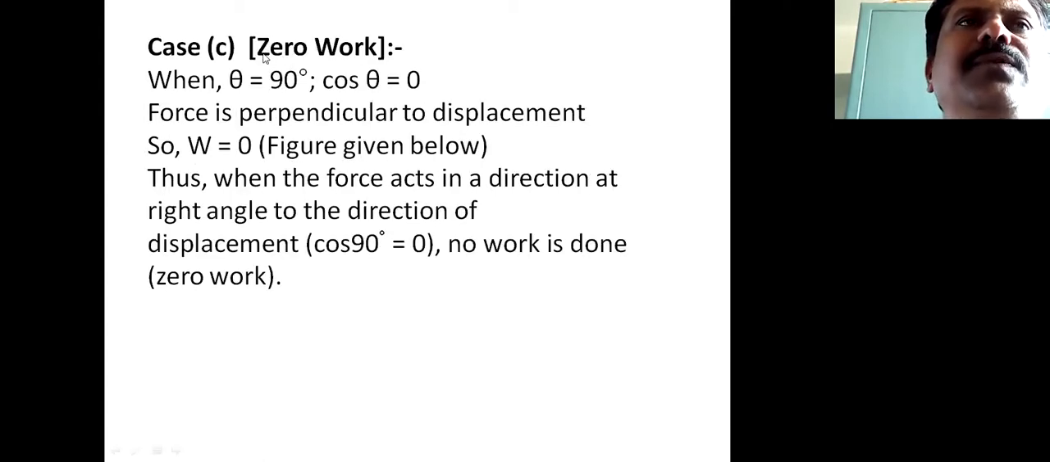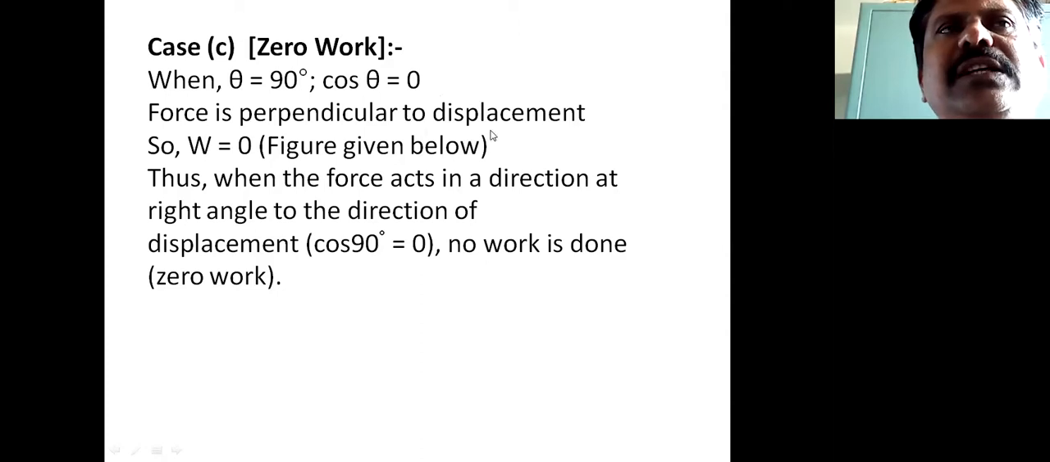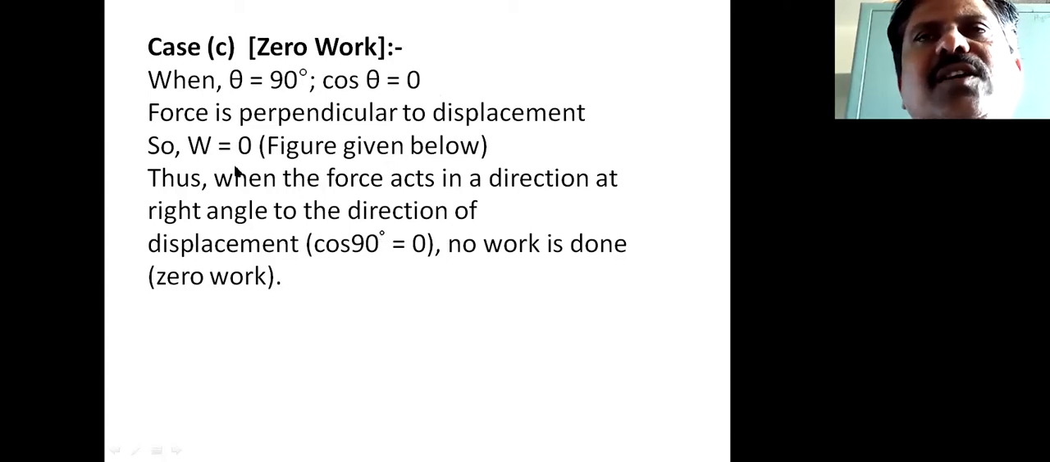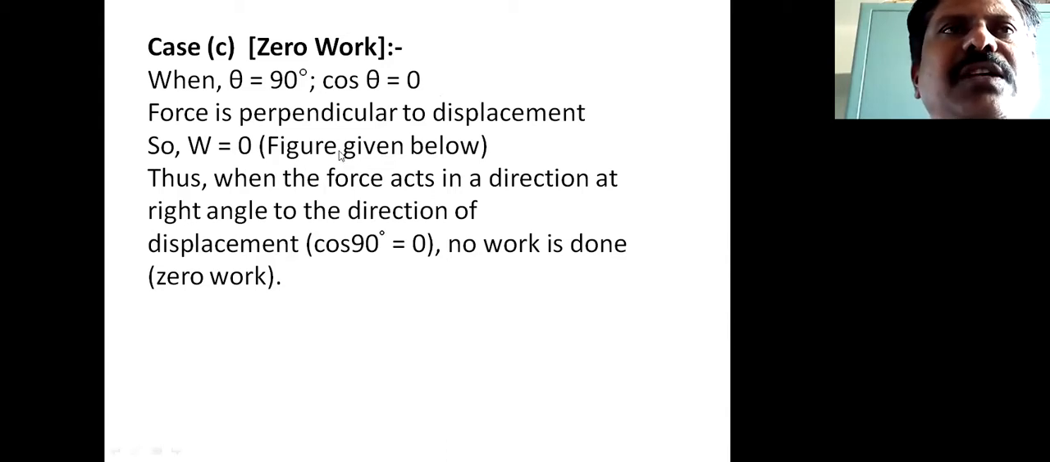So at what time is zero work done on that object? When theta equals 90 degrees, cos 90 equals 0. That means your applied force is perpendicular to the displacement. So in such cases, the work done on an object by your force is equal to 0. No work is done on that object. This picture is shown in figure C.